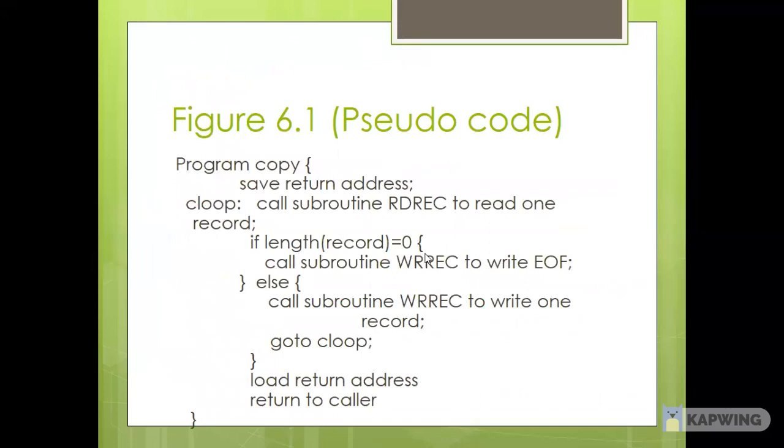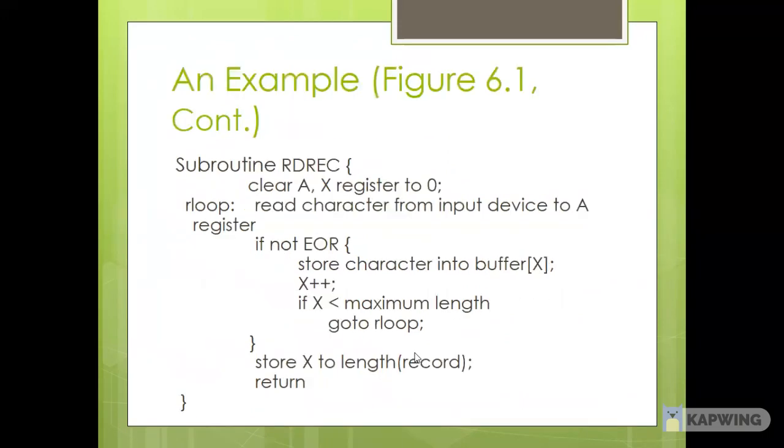Then this is the example pseudo code. Program COPY: save the return address, then call the subroutine, then calculate the length, call the subroutine for writing the end of file, then write the records, go to the loop, load the return address, and return to the caller. The same applies for this one, finding the maximum.